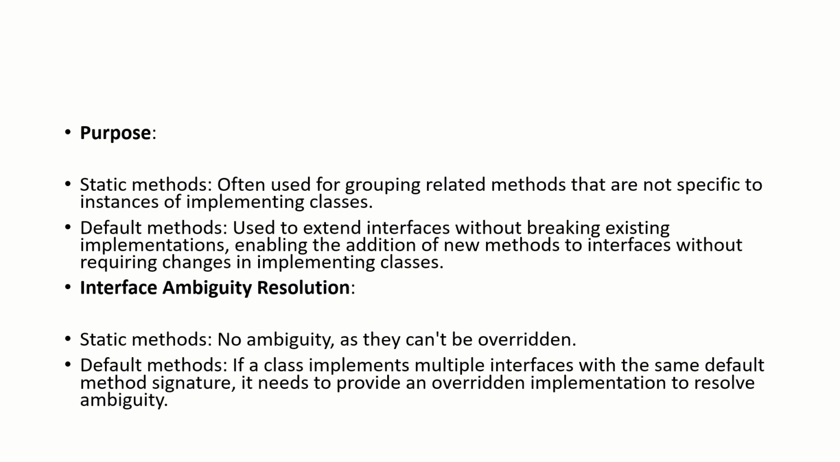Now, interface ambiguity resolution. Let's say you have static methods, there is no ambiguity as they cannot be overridden, but in the default methods, the case of ambiguity is there. If a class implements multiple interfaces with the same default method signature, it needs to provide an overridden implementation to resolve the ambiguity. So it should be overridden very carefully to resolve the ambiguity. Now coming to the next.